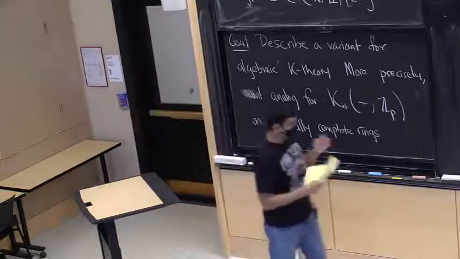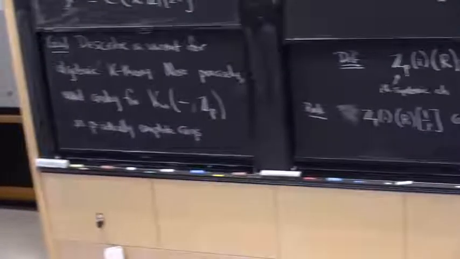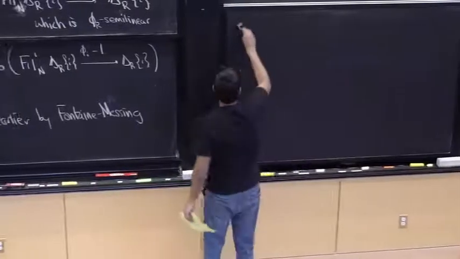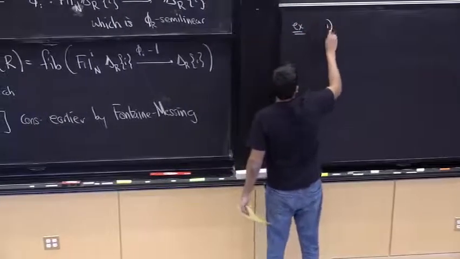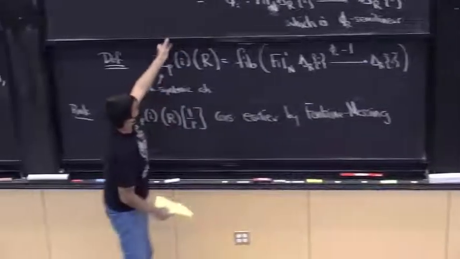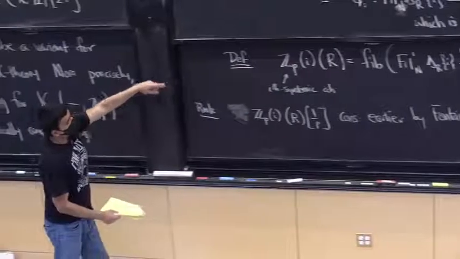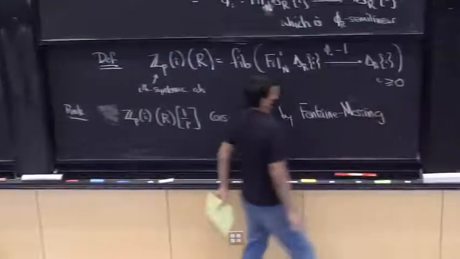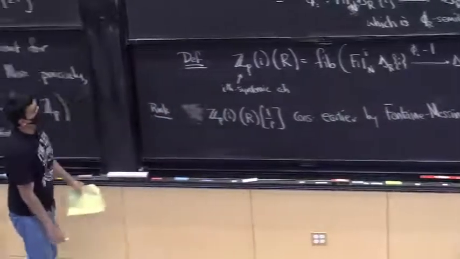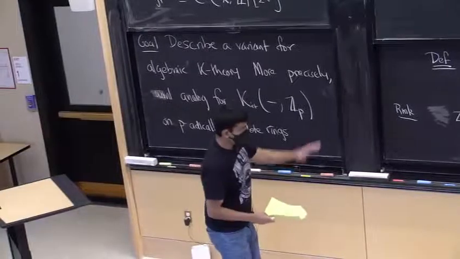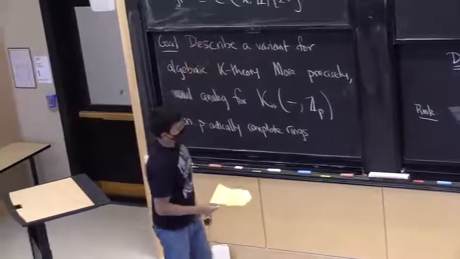OK, so this is some invariant, and let me at least give you some examples of what it looks like, because I haven't really told you what the previous objects look like. So the first thing I should have said is that this only makes sense for I non-negative. So this is for I bigger than or equal to 0. And if I is less than 0, then I just declare the invariant to be 0, which is going to be a slight difference from what happens in topology.